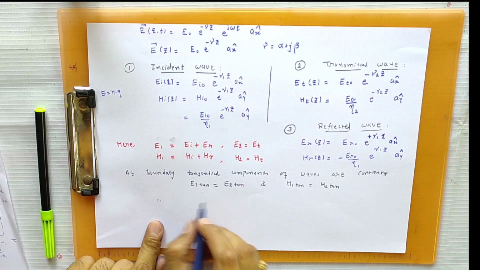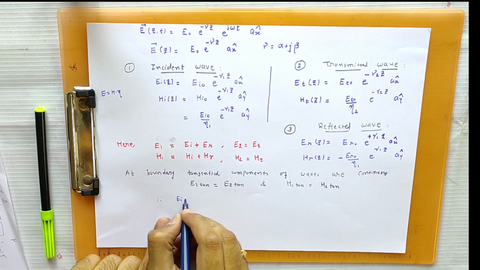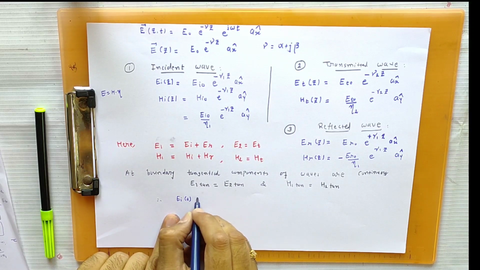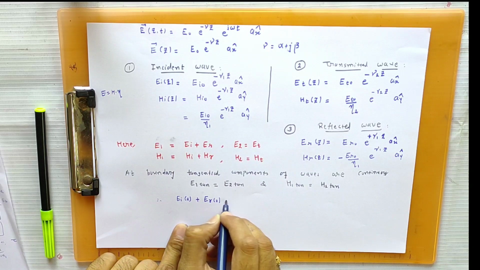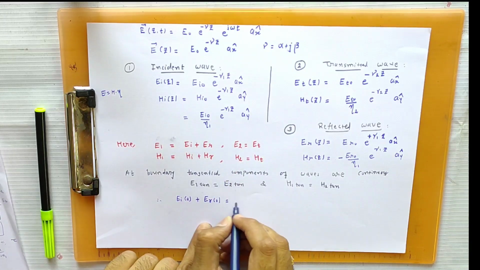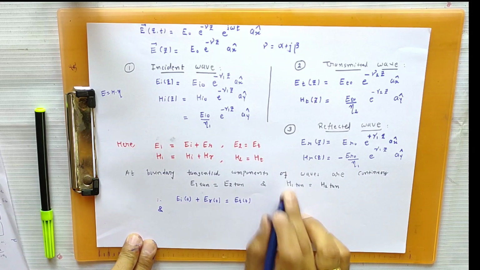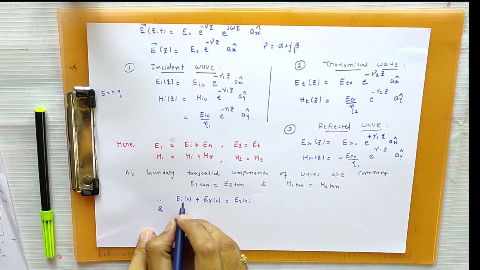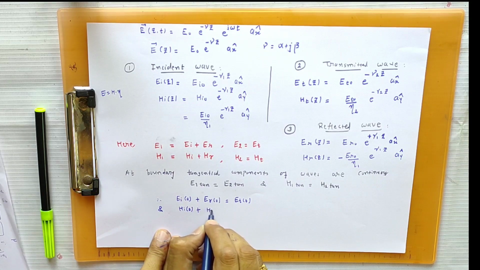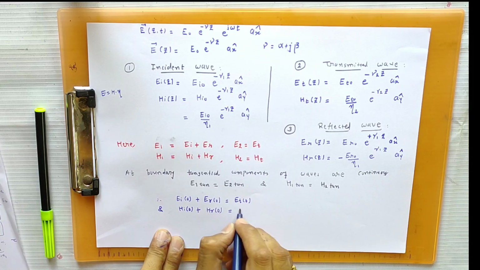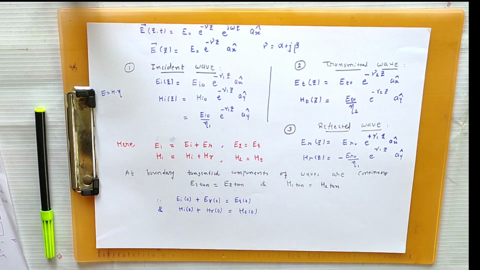Now we can write in this way: E1 tangential, which is EI at the boundary. Boundary means Z is equal to 0, so it is EI of 0, plus ER of 0, because E1 is EI plus ER, is equal to E2, which means ET of 0. Okay, and second, HI of 0 plus HR of 0 is equal to HT of 0. So this is just a simple boundary condition.